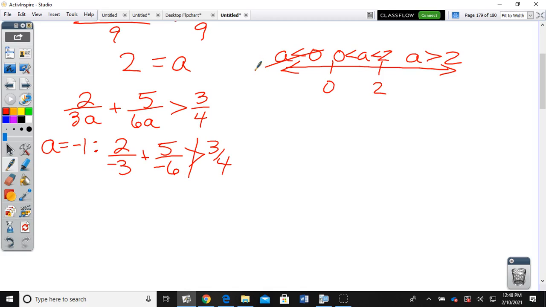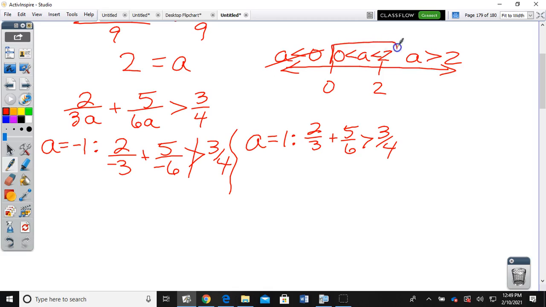Okay? What's something in between 0 and 2? So if I plug in 1, I'm going to have 2 over 3 plus 5 over 6. Is that greater than 3/4? Yes. Well, 5 over 6 by itself is bigger than 3/4, and I'm adding to it, so that means yes. So that one would work. So there's one answer. 0 has to be less than a, which is less than 2.